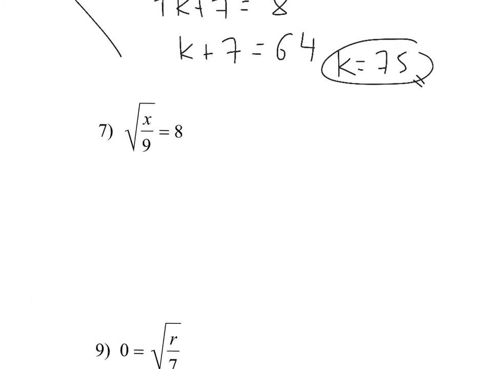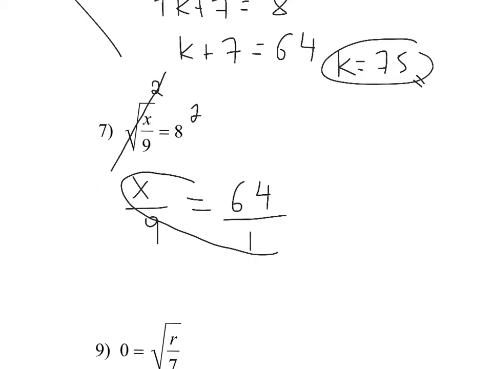Actually, I will do question number 7 now. In question number 7, you now have a quotient under the radical. Same idea: square the left side, square the right side. So the left side will be x over 9 is equal to 8 times 8, which is 64. And now think about this. What number divided by 9 is equal to 64? One way to do this is to multiply both sides by 9, but you could also make a proportion out of this. If you think about a proportion, you cross multiply.